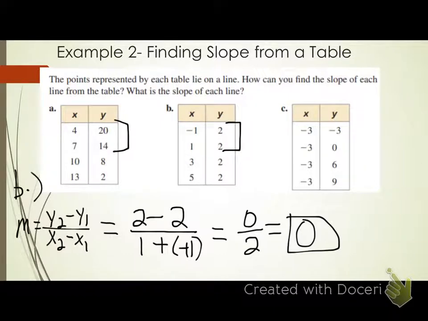Nope. I could have picked 1 and 4 if I wanted to. 2 and 3, 2 and 4. I could pick any 2 points on the line I want. I'll get the same answer either way. Okay? So let's test it out on this last one.